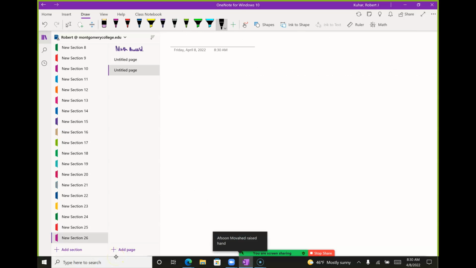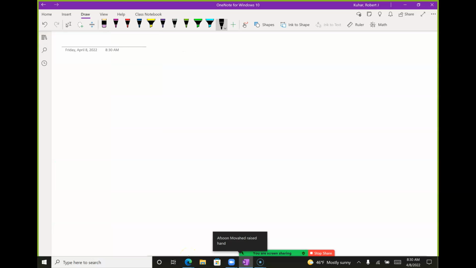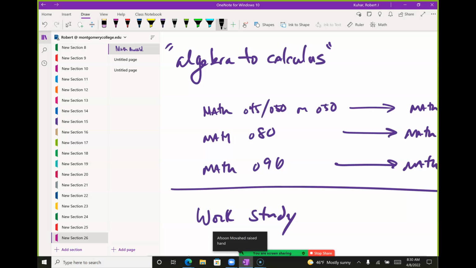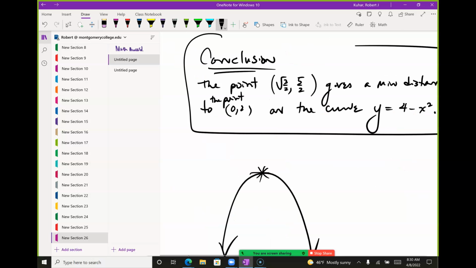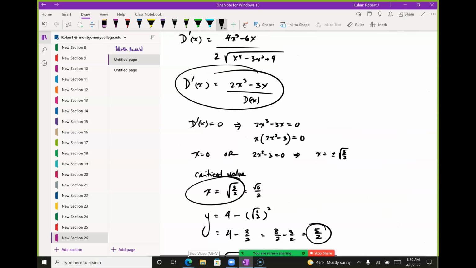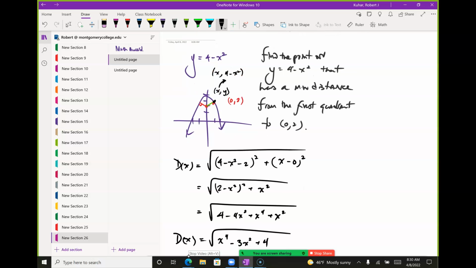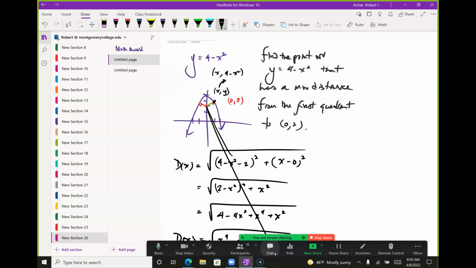Is the reason we can't maximize the distance because it's like an infinite function? Yeah, exactly. So if you just kind of look at that curve, you can imagine I could get a distance all the way down to here or all the way down to here, and it will keep going forever. Yeah, okay. So no max there.